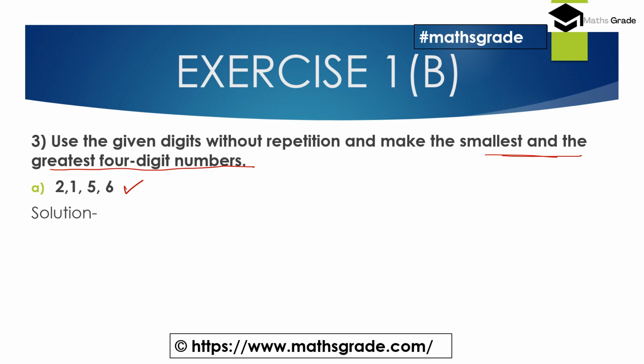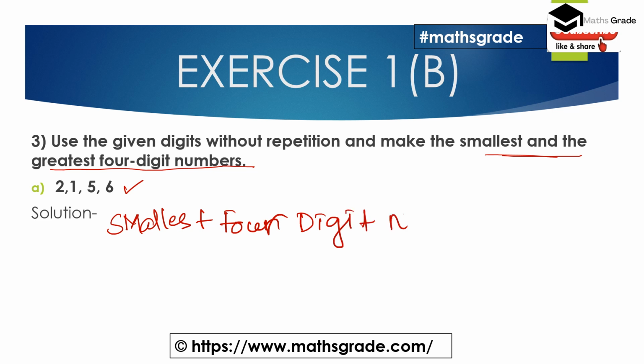Without repeating the digits, we have to first make the smallest 4 digit number. So the smallest digit is 1. This is the smallest. The smallest digit is 1, then after 1, this is 2, then 5, then 6. So this is the smallest 4 digit number.